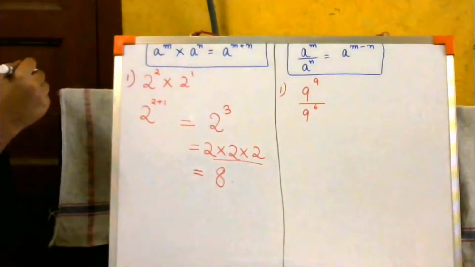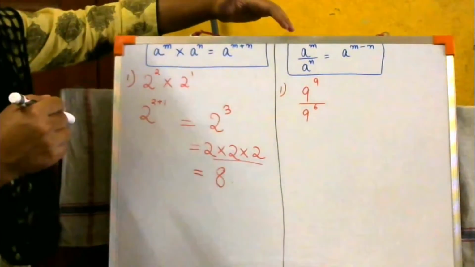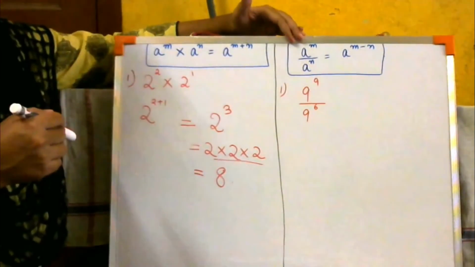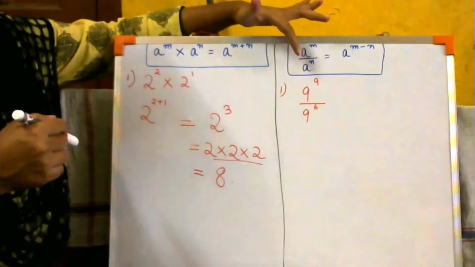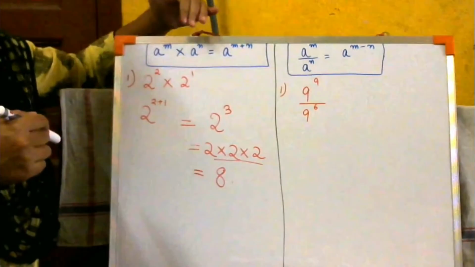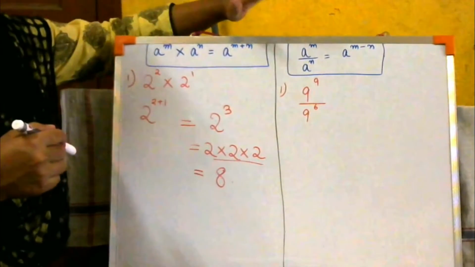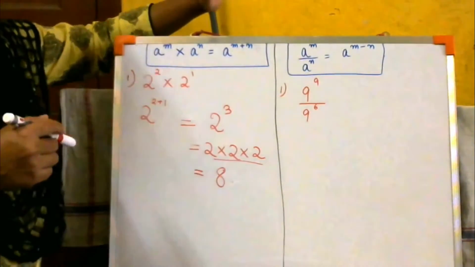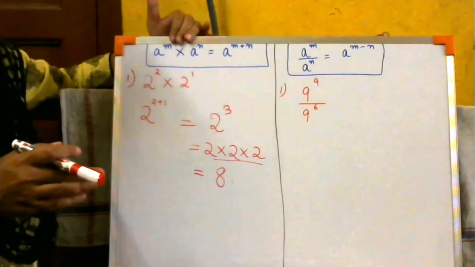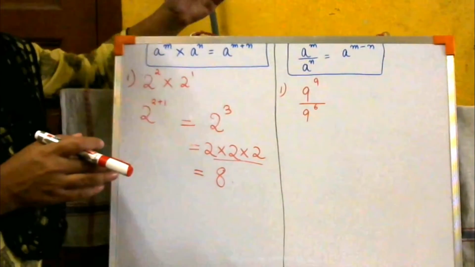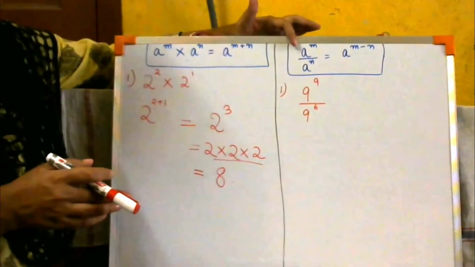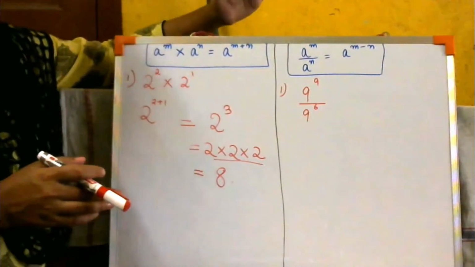Okay, now let us come to the next one. Next law of exponents. This was multiplication. The next one is division. A to the power m divided by a to the power n. So what are we going to do? In multiplication we were adding the powers. In division we are simply going to minus the powers. This is the only difference between these two formulas. Here it was multiplication, here it is division. If it is multiplication, we add the powers, and if it is in division form, we subtract the powers.